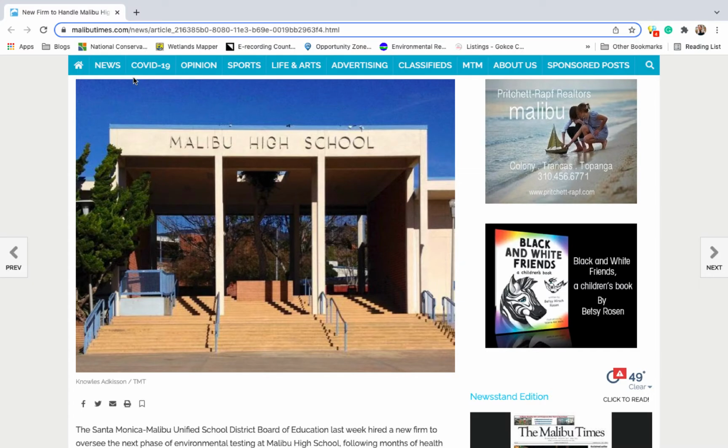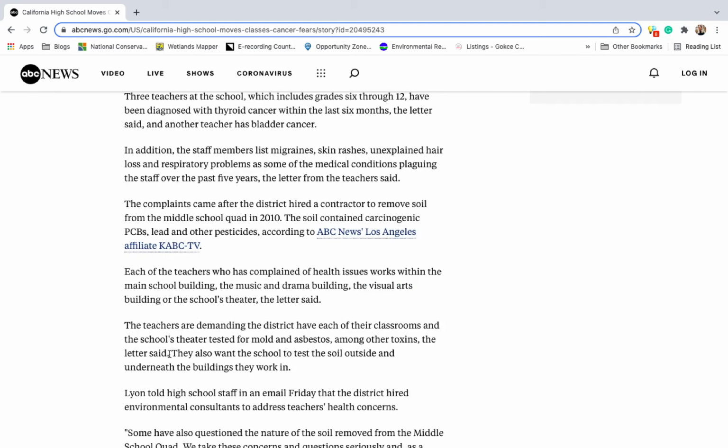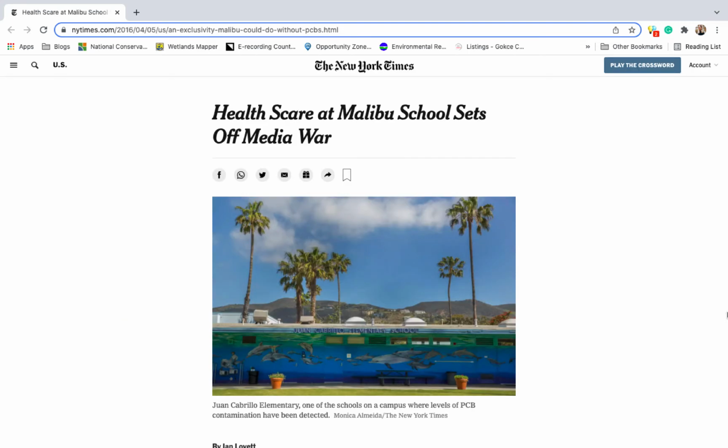But now that we've covered the basics of asbestos surveys, let's return to the Malibu school break-in. In 2010, the school hired a contractor to remove contaminated soil from the quad. Shortly after, several teachers began to complain of health issues and demanded asbestos, mold, and other environmental testing throughout the school. Their ailments ignited a fierce battle that saw the involvement of Cindy Crawford, as well as an illegal break-in.